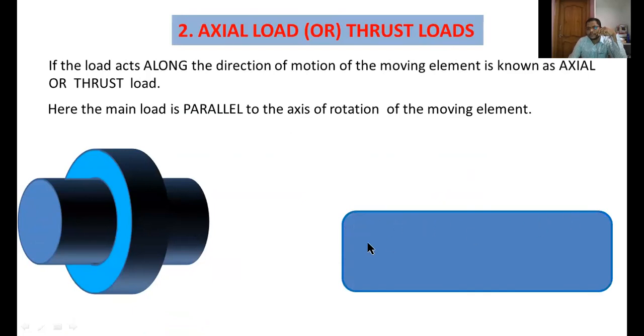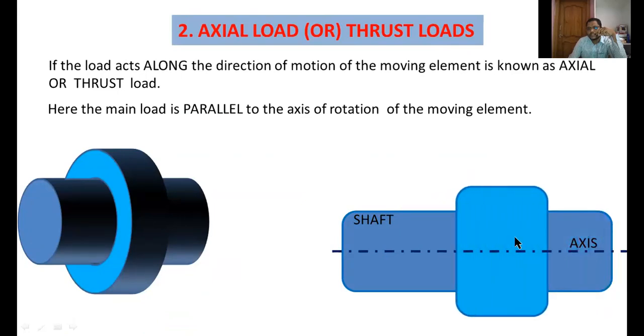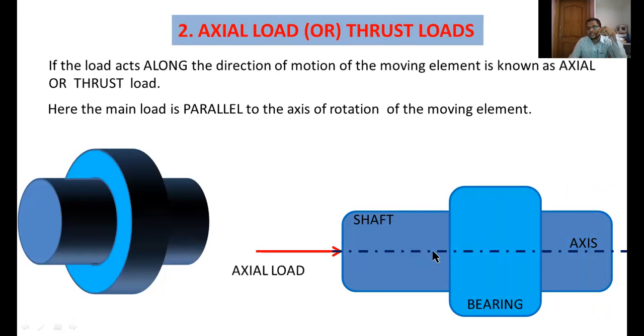This is the shaft, this is the axis of the shaft, and this is the bearing. Here the load acts along the axis of the rotation of the shaft. So here the angle between the axis of the shaft and the load is 0. That means the load acts along the axis of the shaft. So this type of load is called axial load or thrust load.